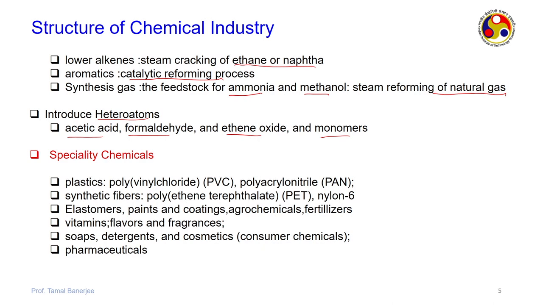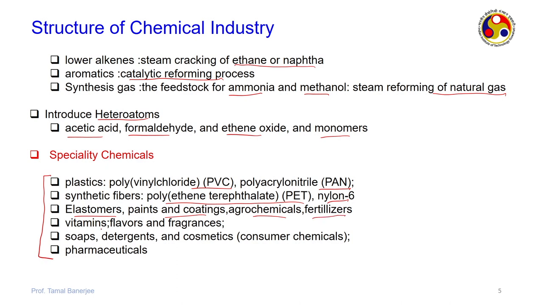Then when we define our specialty chemicals, we are defining those chemicals which are of high value, let us say which are used in the plastic industry, like PVC, polyacrylonitrile. Polyacrylonitrile is a useful polymer which is used in filters. So, suppose you want to purify water, these PAN membranes can be used to purify water, because they work well to separate out viruses, bacteria and other heavy metals. Then synthetic fibers, you have polyethylene terephthalate, then nylon 6, then elastomers, paints, coatings, agrochemicals, fertilizers.